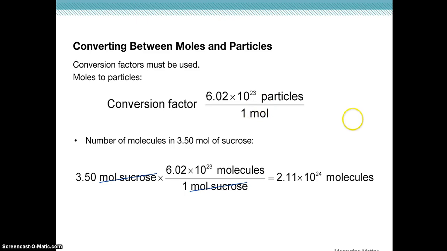So if we want to figure out how many molecules are in 3.50 moles of sucrose, we would start with what we know, 3.50 moles of sucrose over 1, and then multiply by our conversion factor, 6.02 times 10 to the 23rd molecules per mole. We use molecules because sucrose is a covalent compound. So here you can see our moles cancel, and so we're left with our units, which are molecules. So we would multiply 3.50 times 6.02 times 10 to the 23rd.